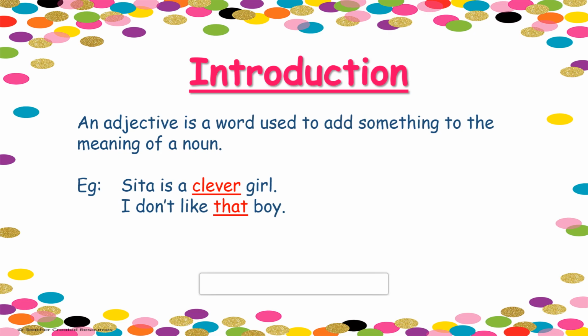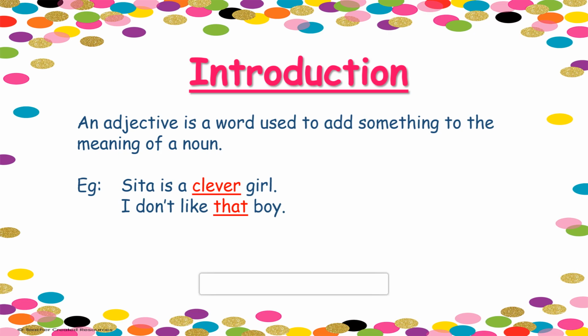So Sita is a, here a is an article, clever girl. Which kind of girl is she? Clever girl. Here girl is a noun. Which noun? Common noun. And Sita was a proper noun. Which kind of girl is she? Clever girl. So here the word clever adds meaning to the noun. Which noun? Girl. So clever is an adjective.